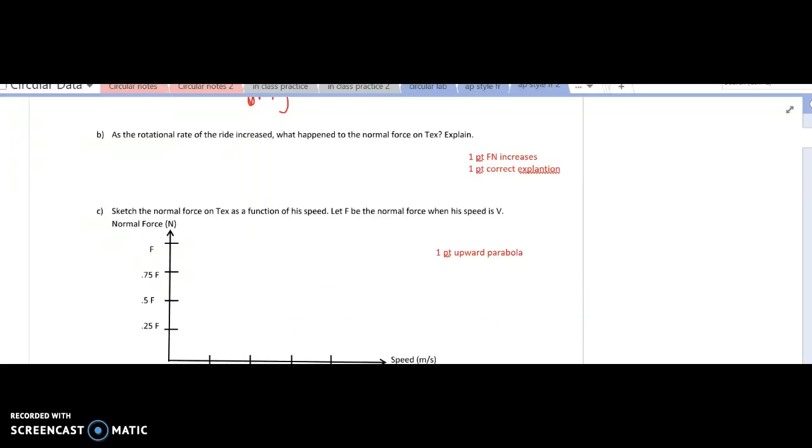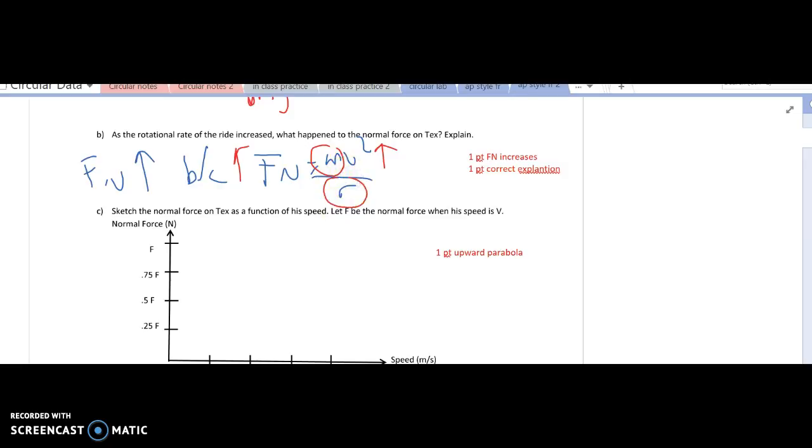The next problem says, as the rotational rate of the ride increases, what happens to the normal force? So rotational rate is how fast the velocity is. So you got 1 point for saying the normal force increased. So Fn went up. And then you get 1 point for an explanation. So you could say because, and if you had derived out your net force statement, you would have Fn equals mv squared over r. So here I can see velocity increases, normal force increases, if the other two are kept the same.